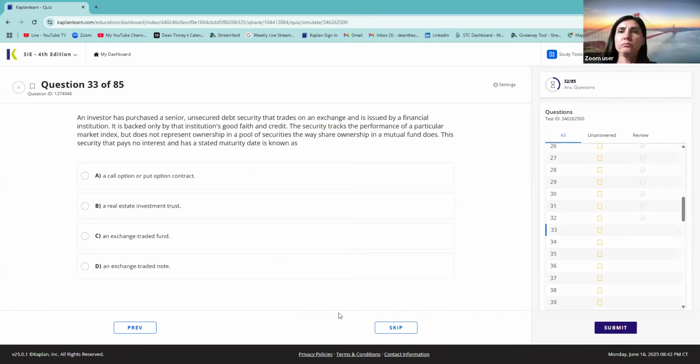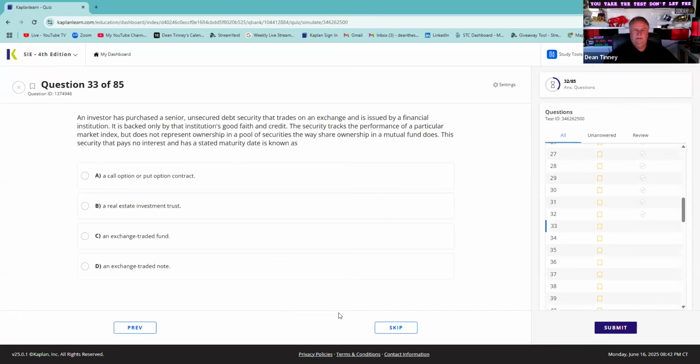An investor has purchased a senior unsecured debt security that trades on the exchange. Ooh, there's a lot of words there that are a hint. Issued by a financial institution, another hint. It is backed only by the institution's good faith and credit, another hint. The security tracks the performance of a particular market index, but doesn't represent ownership in a pool of securities the way shares of an exchange traded fund or a mutual fund do. The security pays no interest and has a stated maturity date, known as.